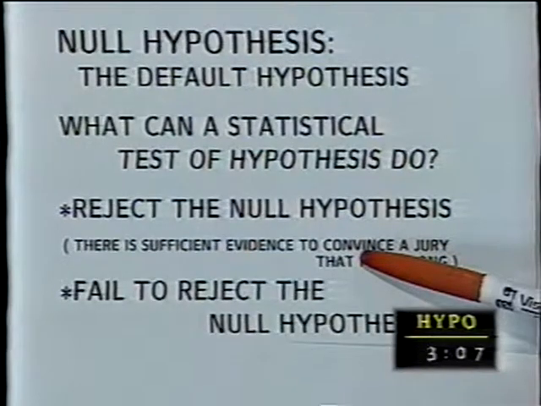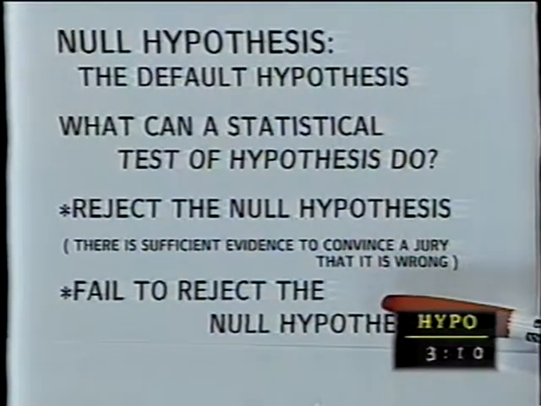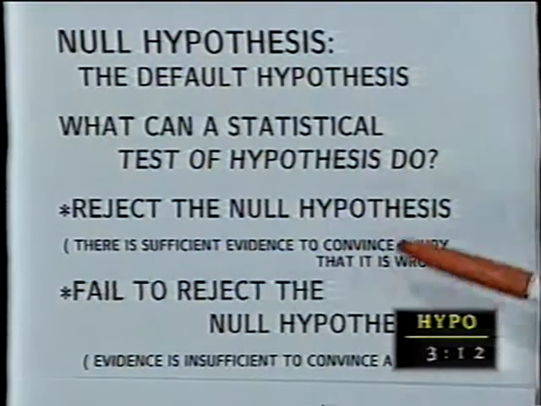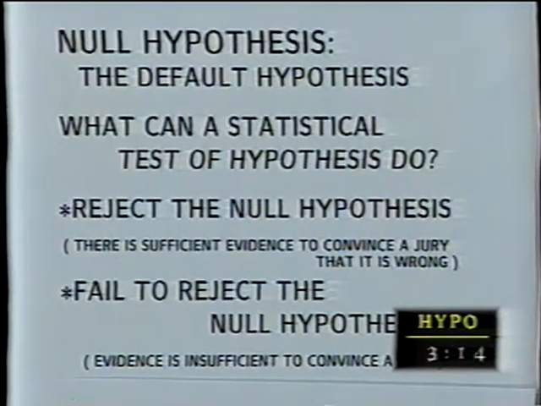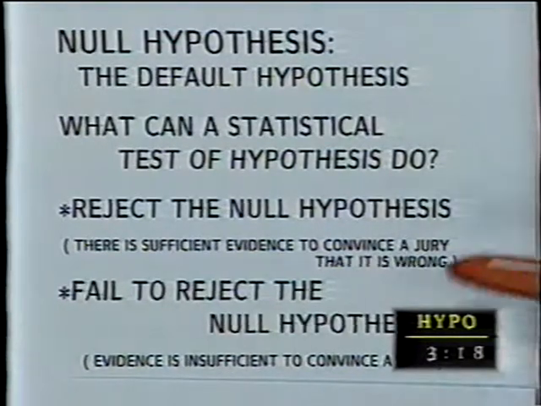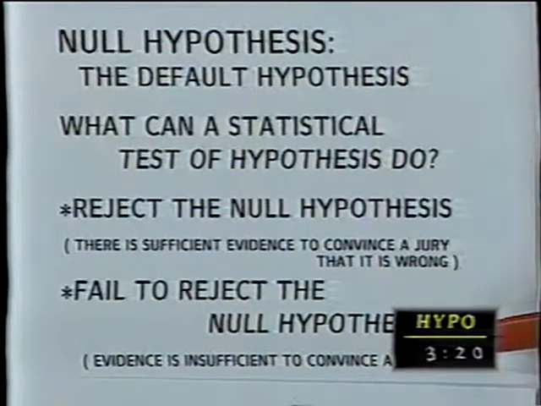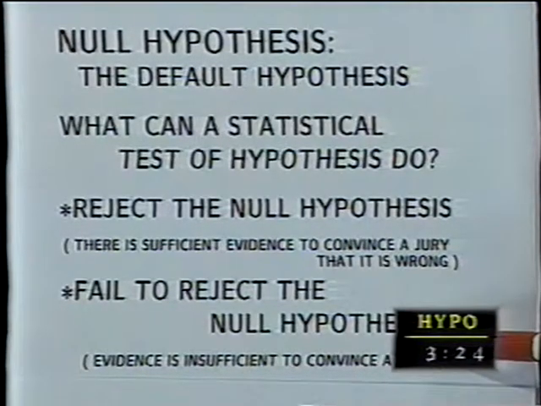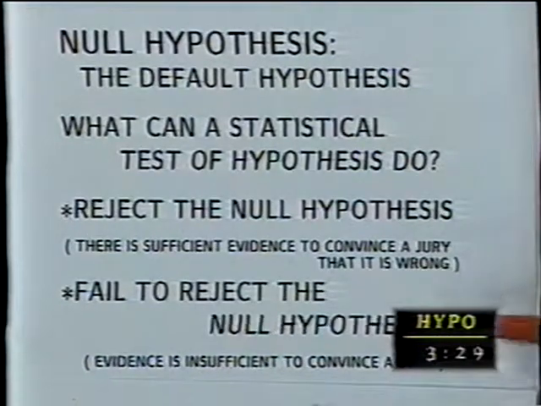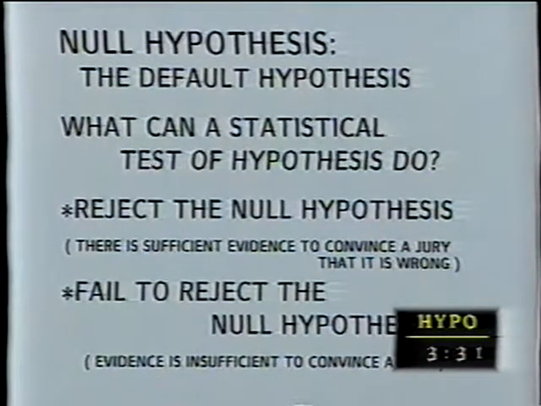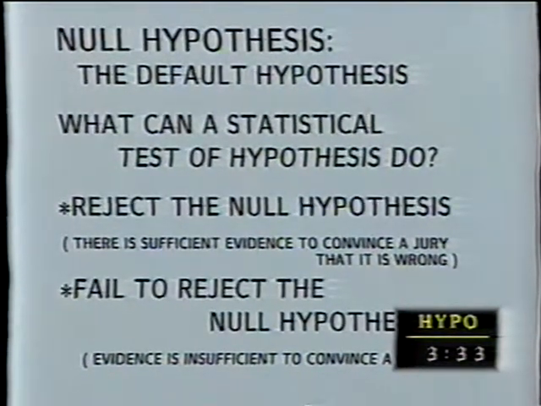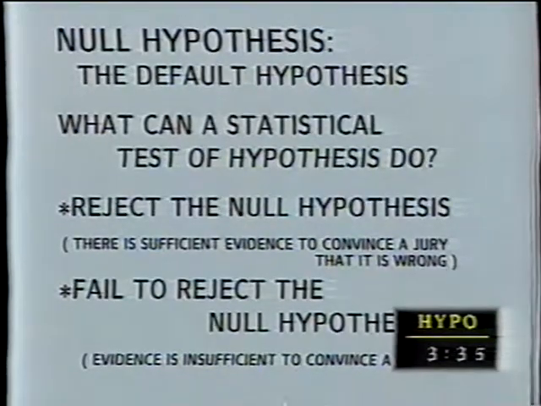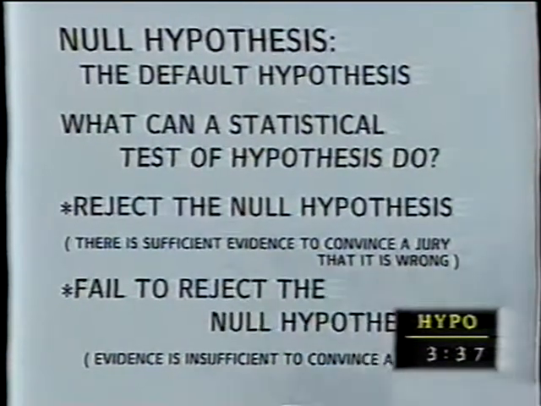The other thing it can do is fail to reject the null hypothesis. There's just not enough evidence. The evidence is insufficient to convince the jury. Oh, you've done a fair job of convincing me, but it's not beyond a reasonable doubt. I think he probably did it, but it's possible he couldn't have done it. So we'll just have to let him go. You have to convince me beyond a reasonable doubt, and I'm convinced, but there is some doubt. All right?